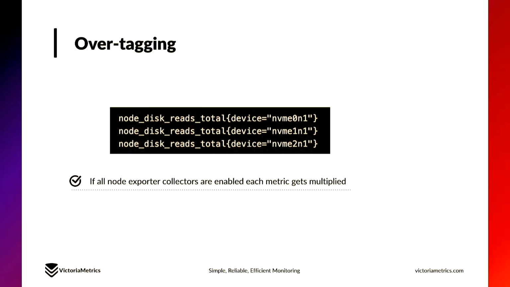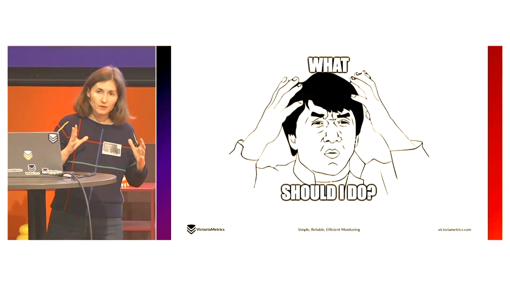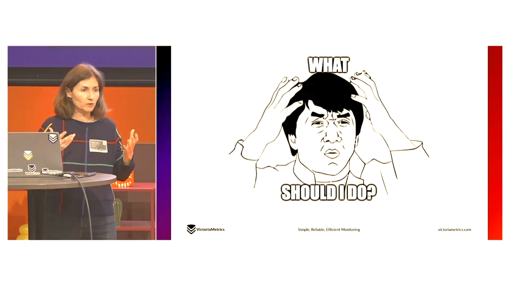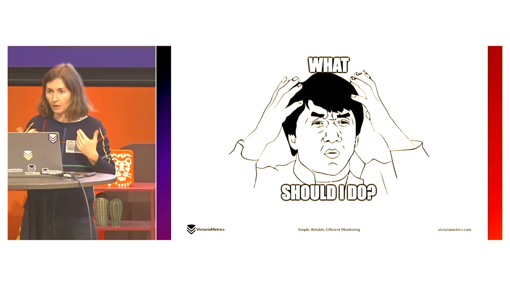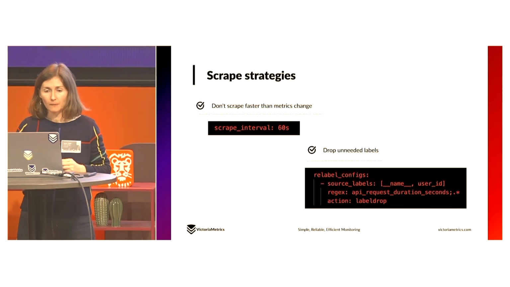And overtagging is when all the node exporter collectors are enabled, and each metric gets multiplied, right? With some ideas like device ID. So these are some of the potential culprits of high cardinality, but what should we do in this case? How can we do it better, right?